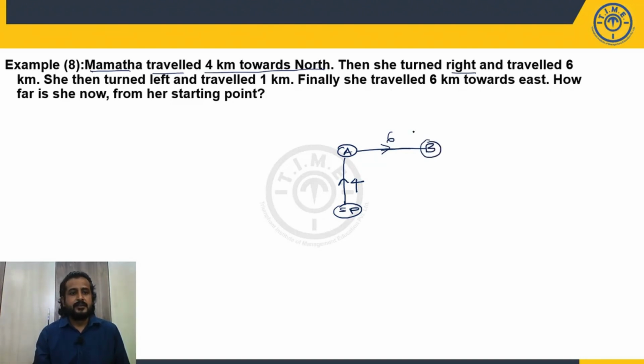She reached point B and turned left. While moving towards east, the left hand side will be north. 1 meter. Let's say it is a point C. Finally, she traveled 6 kilometers towards east. From this point, east is the right hand side. 6 meters towards east. Let's say it is a point D. Now, what is the given question? How far is she now from her starting point? So they are asking for the distance between these 2 points.